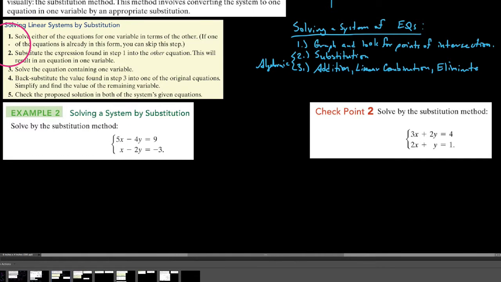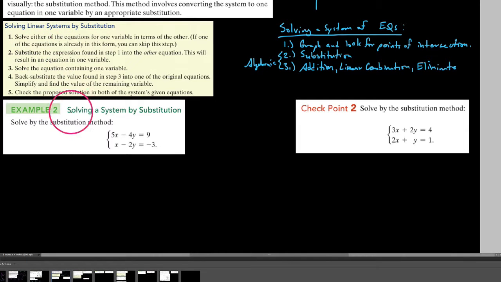So let's take a look at this first step, and we'll talk about the implications of doing so. It says the first thing we always want to do, at least with substitution, is solve either of the equations for one of the variables in terms of the other. It says if one of the equations is already in this form, you can skip this step. So in other words, isolate a variable. When we choose a variable to isolate, we could get x by itself in the first equation, y by itself in the first equation, x by itself in the second equation, or y by itself in the second equation.